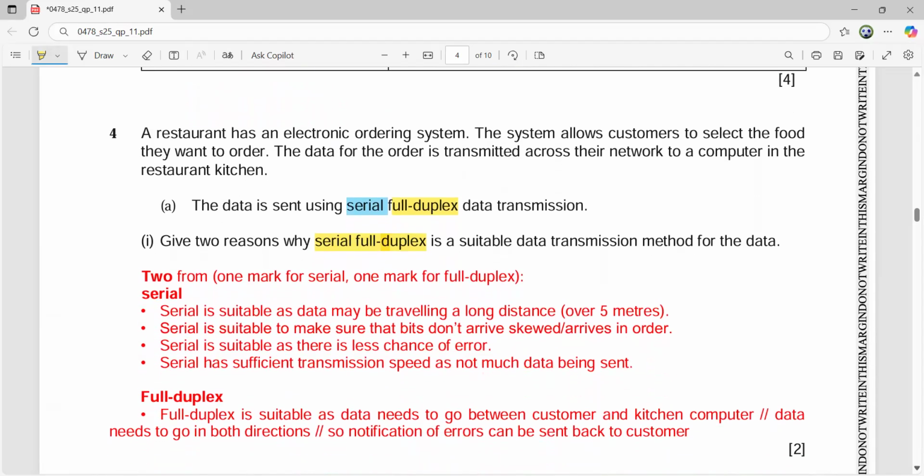Two from, now you need to see, you have to give two points. One for the choice of serial transmission, and second one for the choice of full duplex transmission. So what can you write for serial? Serial is suitable as data may be traveling a long distance, maybe over 5 meters. Serial is suitable to make sure that the bits are not skewed, or they are arriving in the right order, the way they were transmitted. That can also be written by a student.